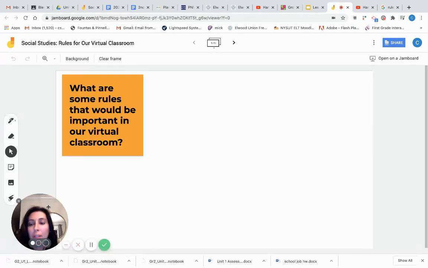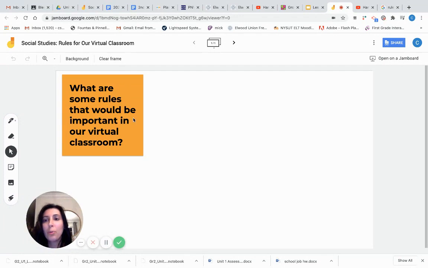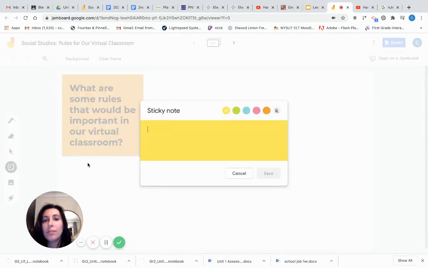Here is what our Jamboard looks like. What are some rules that would be important in our virtual classroom? You are going to go over here to the side. You'll click on Sticky Note. You can choose whichever color sticky note you would like. And then I want you to write your name. So I would write Mrs. Miller. And then I want you to write down 2 rules that you think would be important in our virtual classroom.